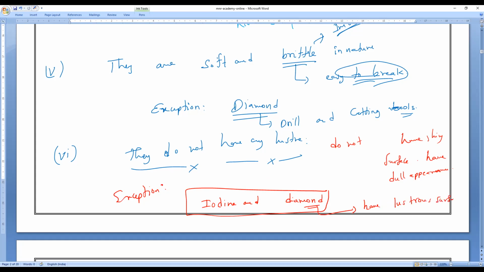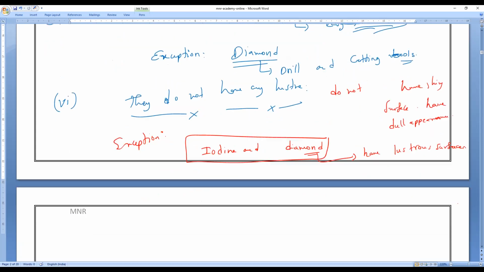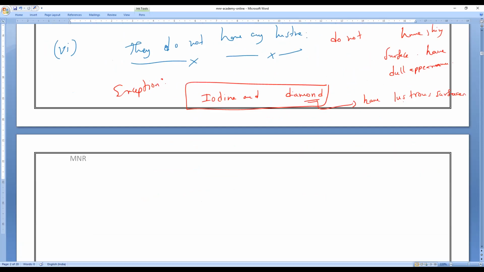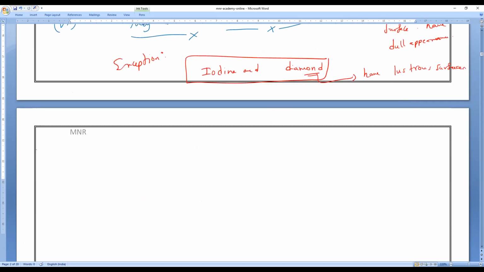Lustrous surface. Okay, so there are always exceptions. Next, they are very soft and brittle in nature, except carbon. Next, is it possible to make thin sheets and thin wires, everybody? No, sir.